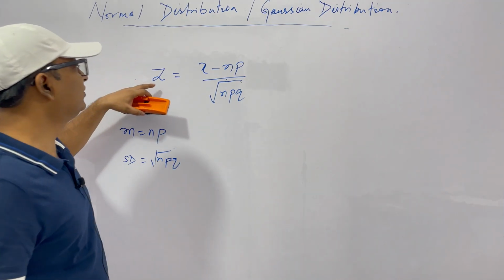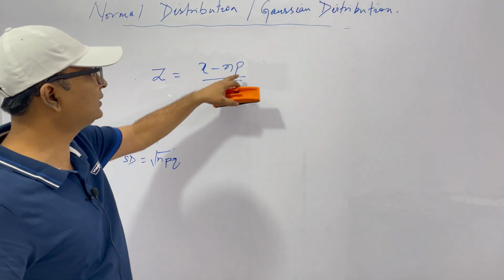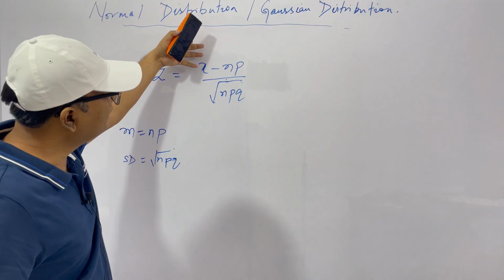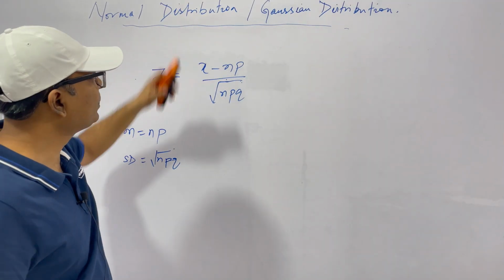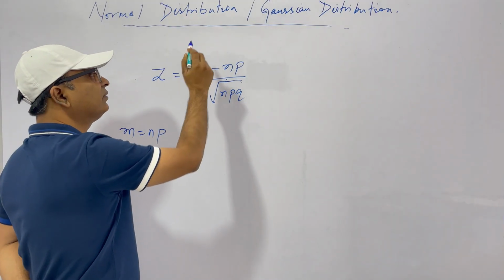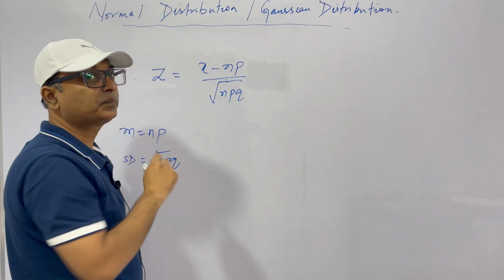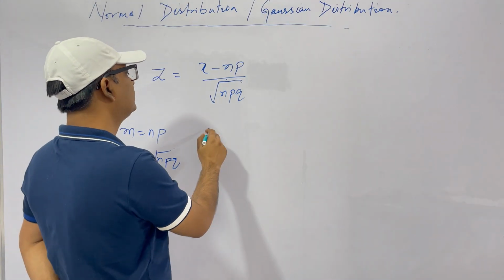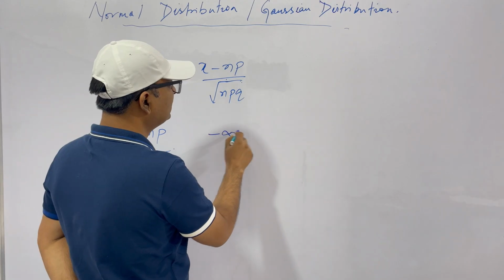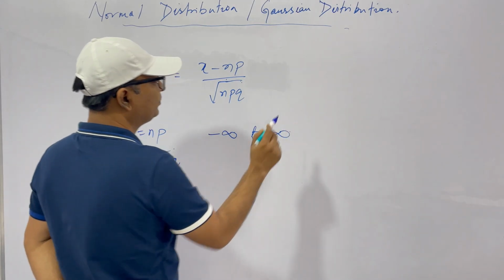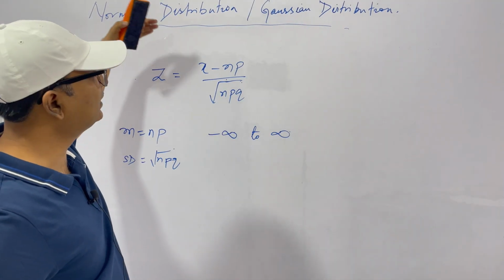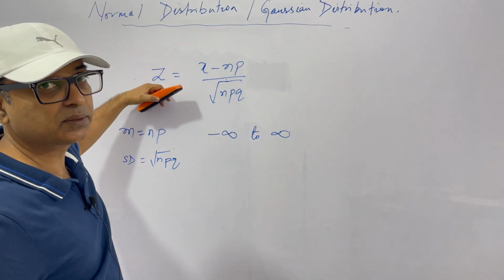So we define a variate which is (x minus np) by the square root of npq. x is the binomial variate, so x takes discrete values. Now if you see this particular function, for all discrete values of x, z becomes continuous. That is, if x tends to infinity, we will have z from minus infinity to infinity. Therefore, the discrete distribution essentially becomes a continuous distribution.